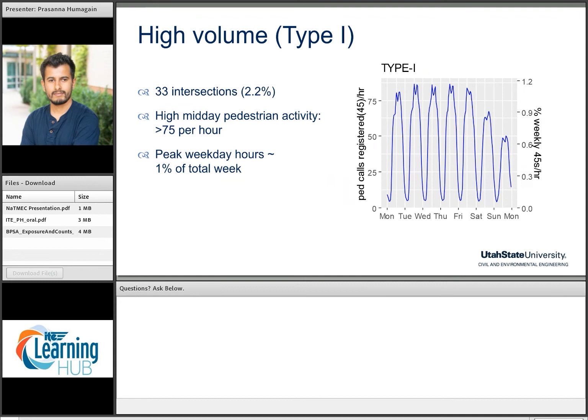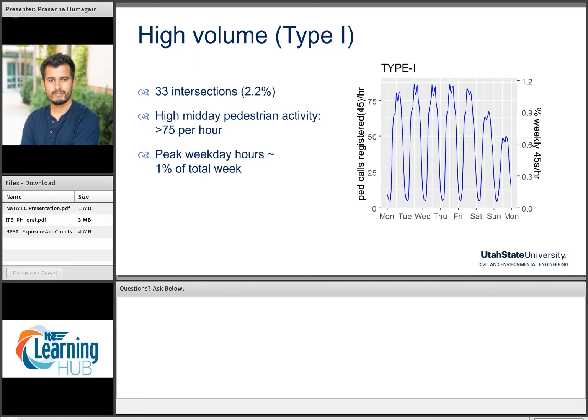Now we describe each typology and its characteristics. In the figure, the x-axis shows the hour of the day in a week, whereas the y-axis shows the number of pedestrian calls registered per hour, and the same expressed as a proportion of weekly volume per hour. There were altogether 32 intersections belonging to type 1. Note that the pattern here shows the average across all the intersections which belong to this typology.